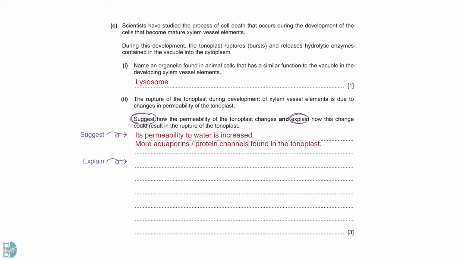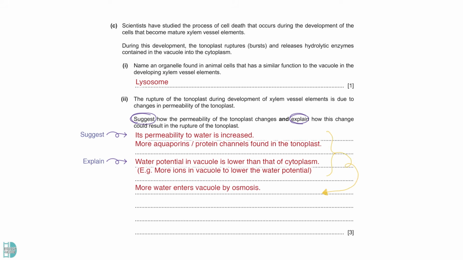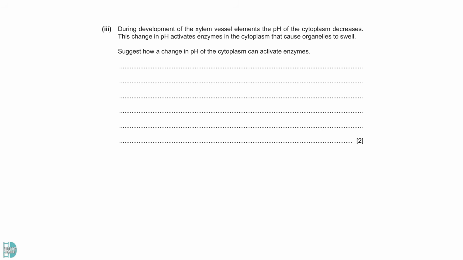Now, let's give the explanations. There must be a water potential gradient for water to move in this direction. So, the water potential in the vacuole is lower than that of the cytoplasm. Due to the increased permeability and the water potential gradient, more water enters the vacuole by osmosis. The vacuole increases in volume or pressure until it bursts. 3 talks about the pH change in the xylem vessels and how this activates enzymes. You have to suggest how a change in the pH of the cytoplasm can activate enzymes.